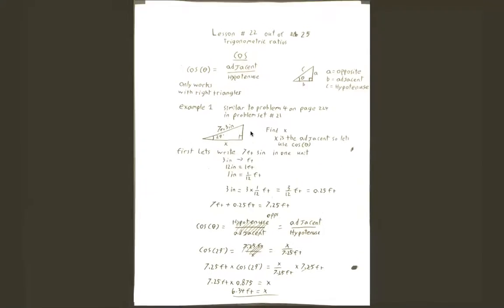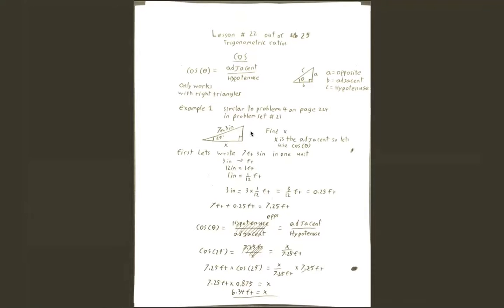So let's look at this example. This is an example right from problem 4 on page 224. We're just finding a different length. Instead of finding the height, we're finding the length here. So if you're having trouble with problem 4 on page 224, look at this one and then you can go back and try that one again. We have an angle of 29 degrees and a hypotenuse of 7 feet and 3 inches.